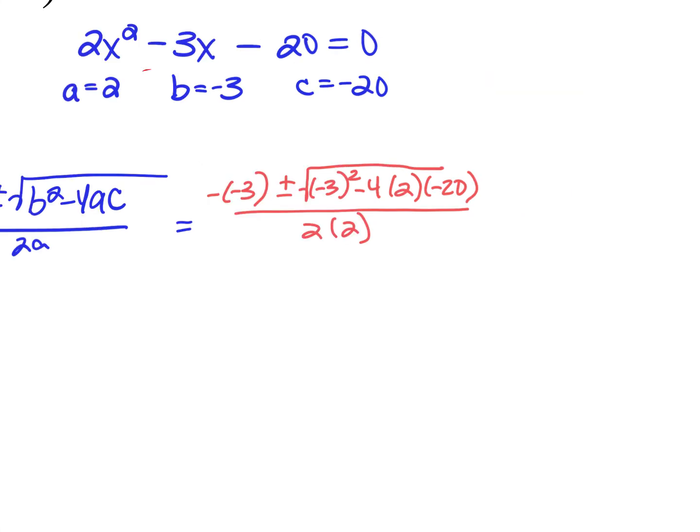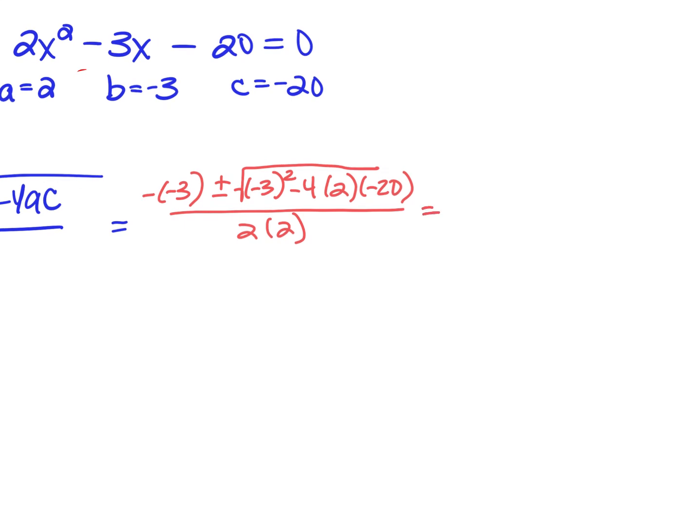Now scoot a little bit. We're just going to simplify. We're going to make it a little smaller. What's a -3? +3 plus or minus. What is -3 squared? 9. What's -4 times 2? -8 times -20. Positive 160. And then what's 2 times 2?